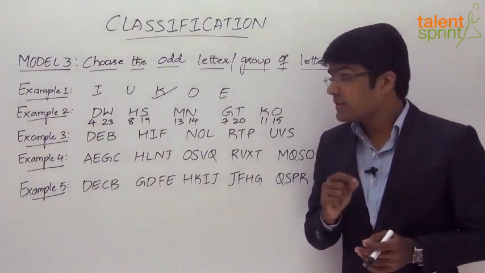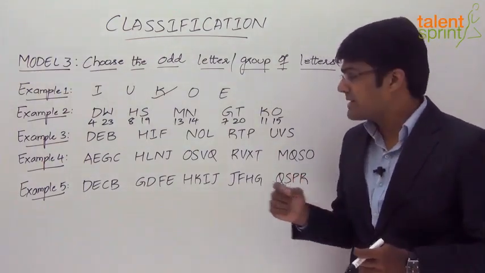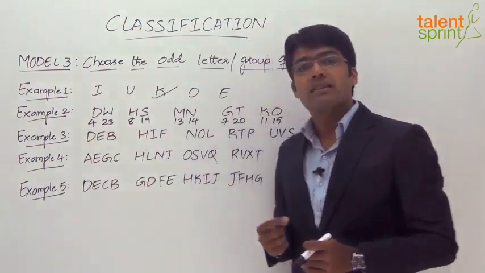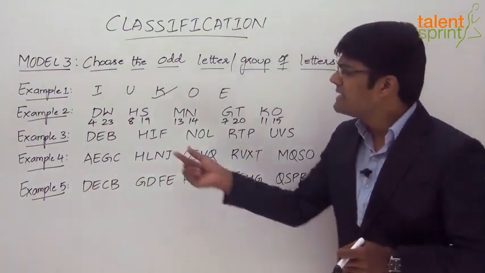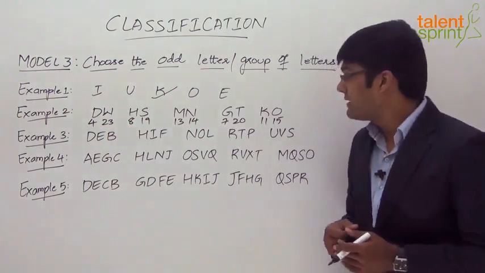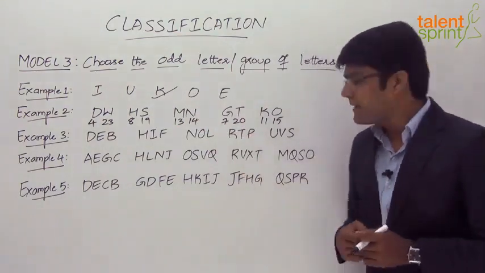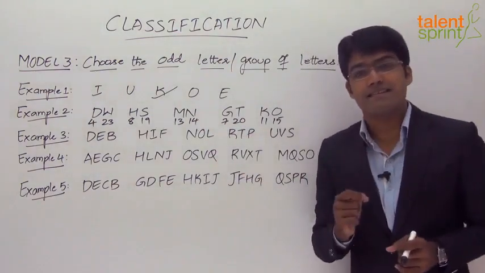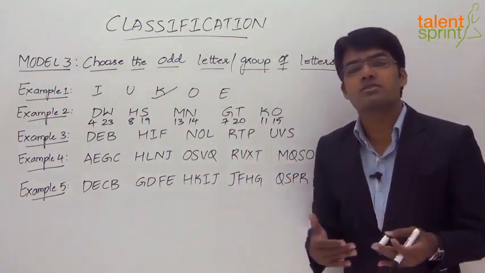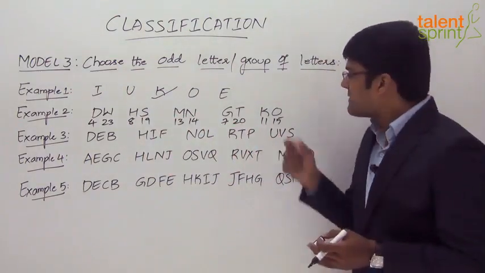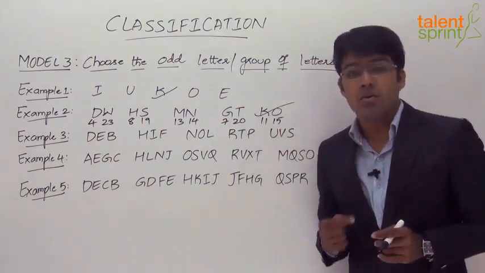Now if you observe and try to find the sum of these positions, you will find the odd one easily. For example, look at 4 and 23. 4 plus 23 is 27. So the sum of these positions is 27 here. 8 plus 19 is also 27. 13 plus 14 is 27 again, right? 7 and 20 is 27. But 11 and 15 is 26. So clearly we see that in the first 4 pairs of letters, the sum of the positions is 27, whereas in the 5th one it is just 26. Hence we can say this 5th pair of letters, K and O, is the odd one.